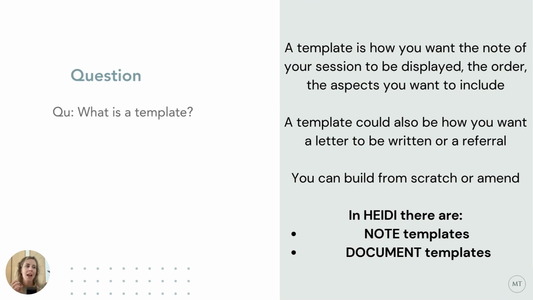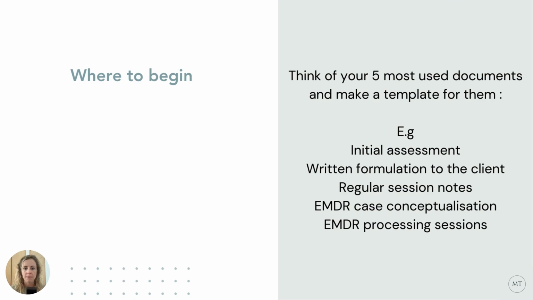Essentially, the template is the brain of the AI. It is about how you want something written, the order that you want it written in. And so you need to build this. It takes a bit of skill in knowing how to do it, but I'm going to go through it so it is a lot less overwhelming.